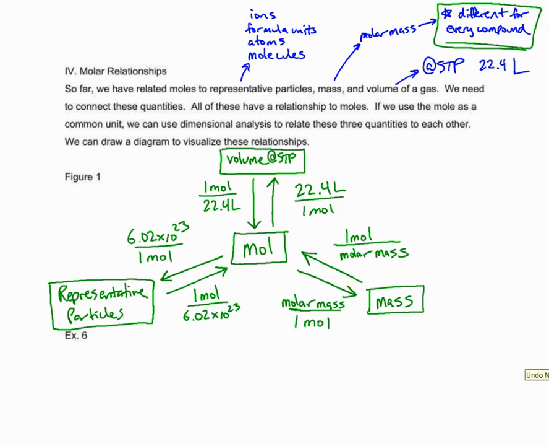Let's say you have a number of representative particles and you want to know the mass. So representative particles to moles, here's the conversion to use. Moles to mass, here's the conversion to use. And this is just a nice, easy diagram to help us convert between these 4 different values.